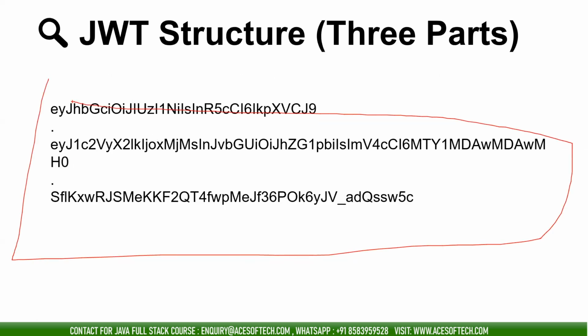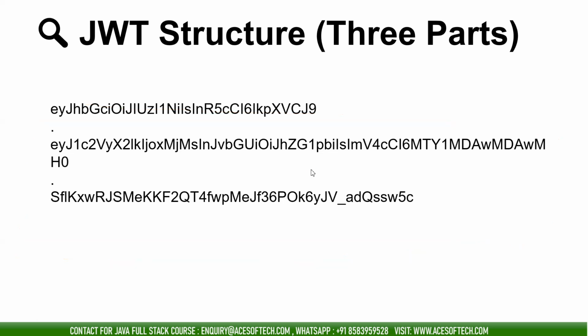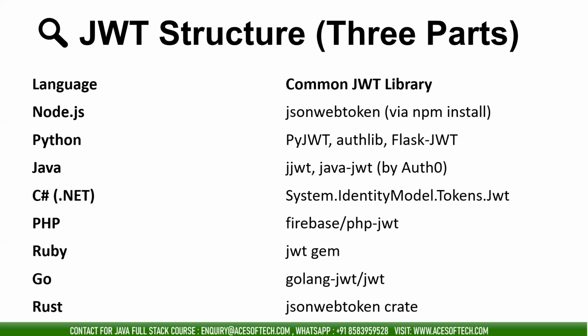So you can see that hardly anyone can understand what has been written. It is completely secure and encoded. Now the next question is where it is used. Meaning, where can a JWT token be used?